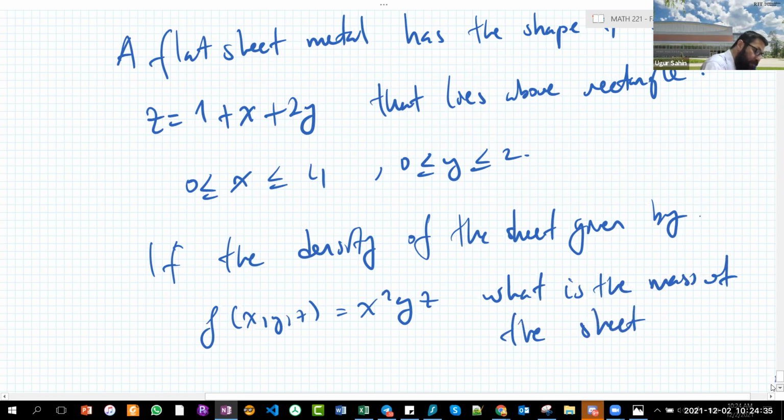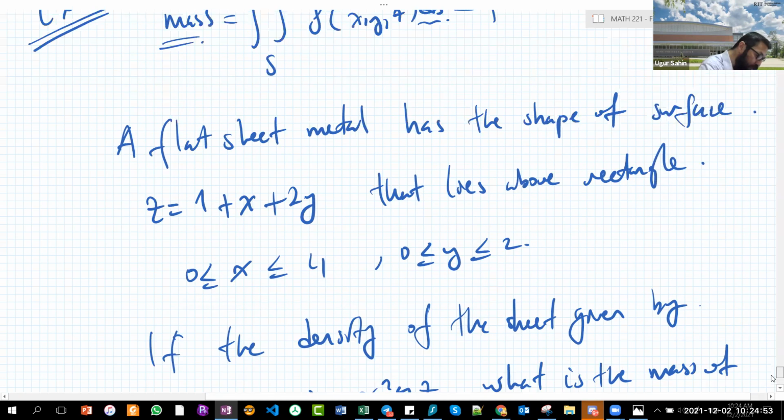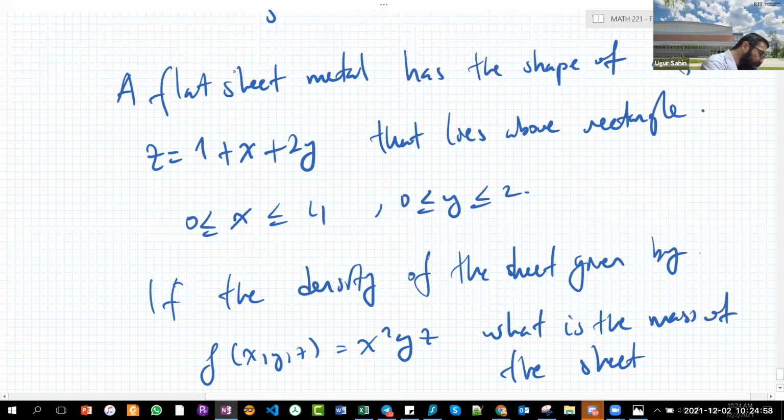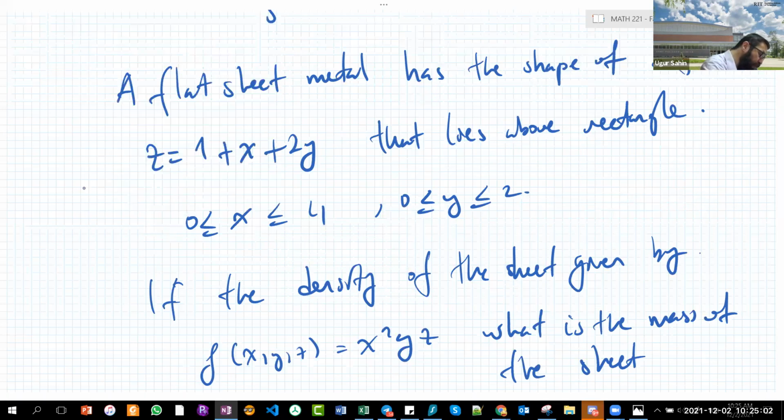All right. And then I know that I'm going to be using the formula I gave you. Mass is calculated by the surface integral of the density function. I just need to go ahead and use the density function in my surface integral. But the problem here, as I mentioned in my previous examples, you need to find a parameterization for your surface.